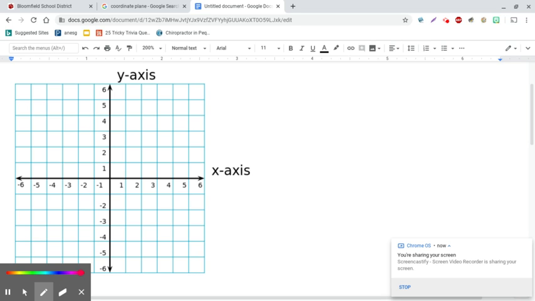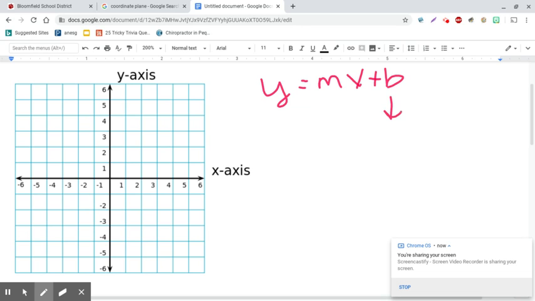Today we're going to learn how to either graph a line or be able to tell what the line is from the graph. All right, you remember y equals mx plus b. Now we know the b is our y-intercept, right? And the m is our slope.